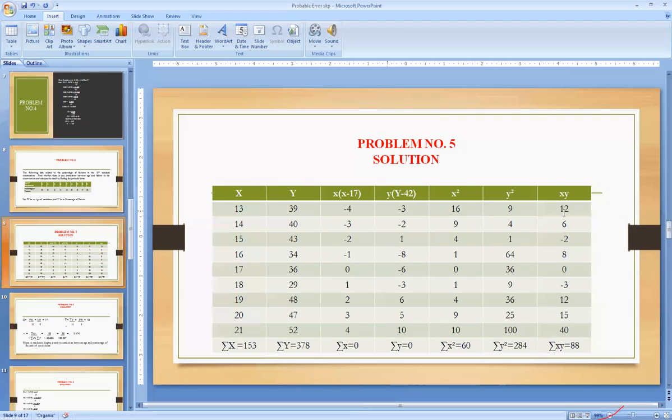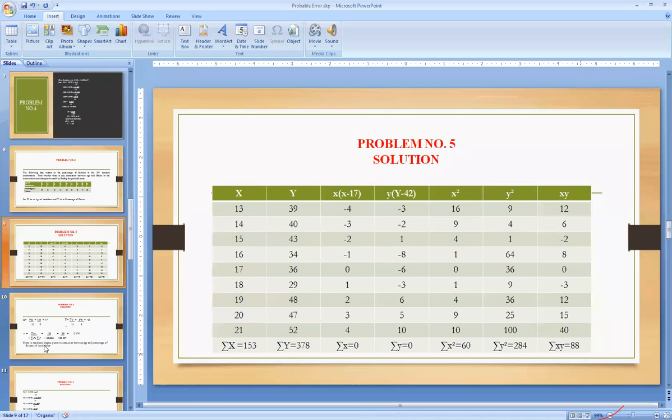So minus into minus is plus, 4 into 3 is 12. Minus into minus is plus, 3 into 2 is 6. Minus into plus is minus, 2 ones are 2. Minus into minus is plus, 1 eight is 8. Then 0 into 6 is 0. Plus into minus is minus, 1 into 3 is 3. 2 and 3 both are plus here, so it becomes plus 6. Then 3 into minus 5 is minus 15, and 4 into 10 is 40. The total of all sigma dx dy, the product of the deviations of x and y values, is 88.